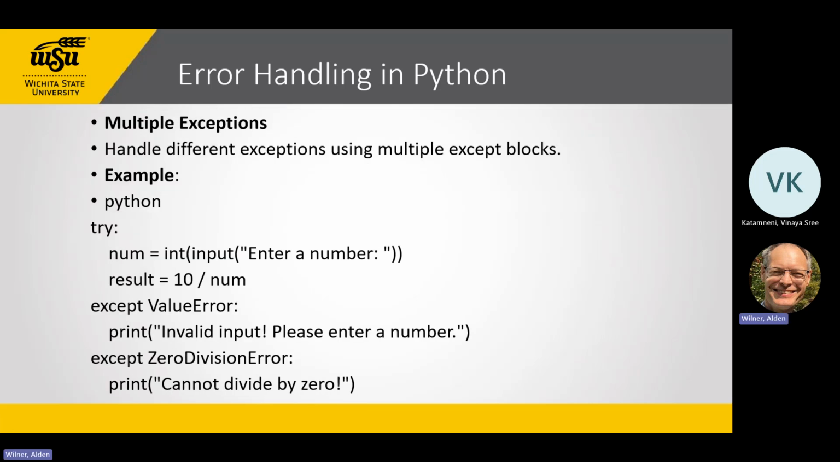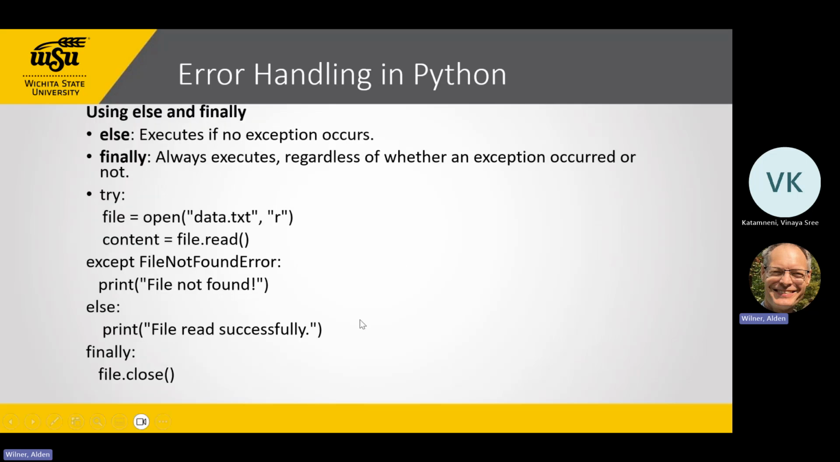We can handle multiple exceptions, right? So an example, we try num equals input enter number, 10 divided by num, except ValueError. If they don't input anything, we get invalid input, please enter a number. If they input a 0, we say we can't divide by 0. And then our code can keep on going. So of course, this is how you do user interactions and make sure that they type in something useful.